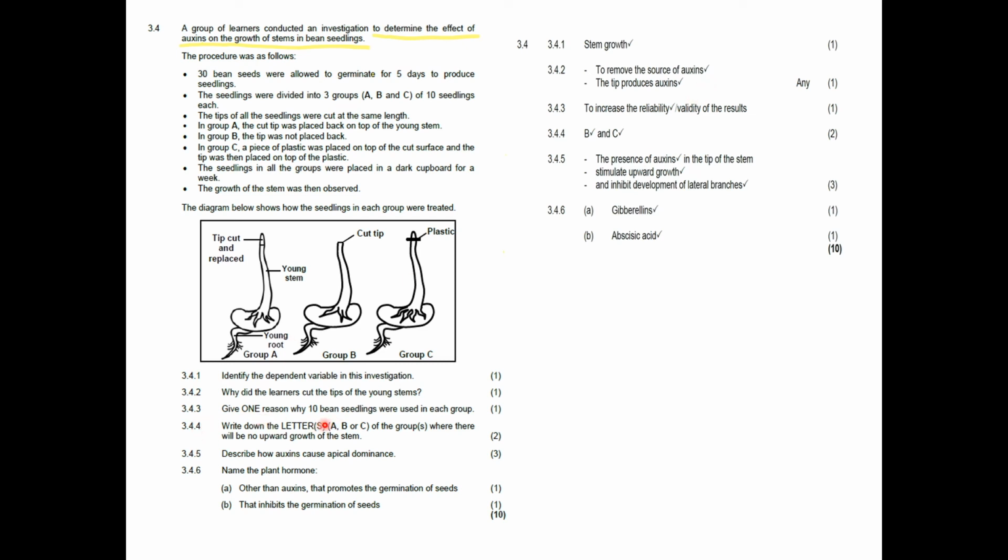3.4.3. Give one reason why 10 bean seedlings were used in each group. We know when you increase the number, that is used to increase the reliability. Here the examiner also accepted validity.